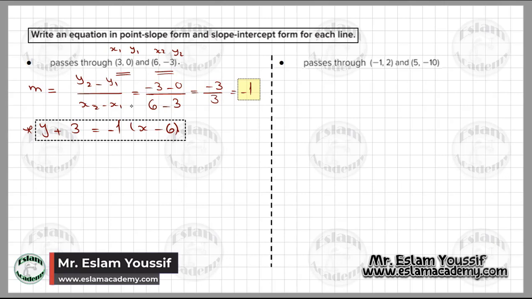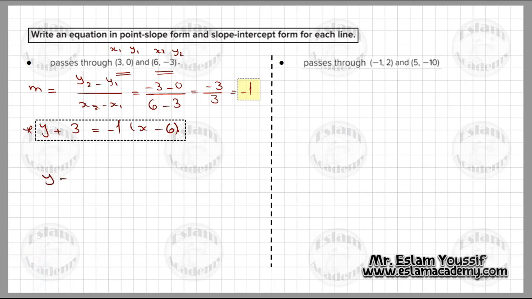Now we need to write the equation in slope-intercept form. As we said before, the slope-intercept form is defined by y equals mx plus b. As we know, the slope is equal to negative 1, so it will be negative 1x. Now we need to find b. We can find b by using the formula b equals y minus mx. So b equals y, which is negative 3, minus m, which is negative 1, multiplied by 6.